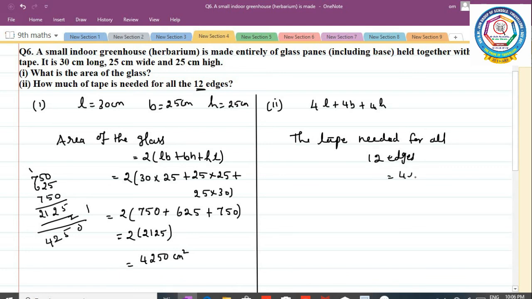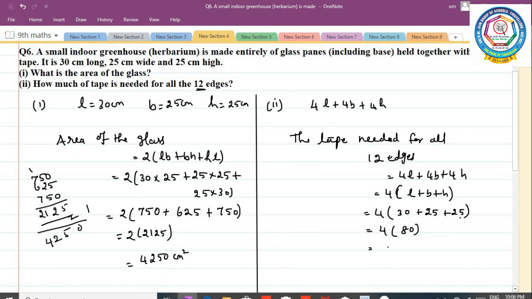That is equal to 4 length plus 4 breadth plus 4 height. You can take 4 outside, so remaining length plus breadth plus height. Then 4 into length is 30, breadth is 25, then height is also 25. Adding 25 plus 25 is 50, 50 plus 30 is 80. Then 4 into 80 is 320. So 320 centimeter length of tape is needed.